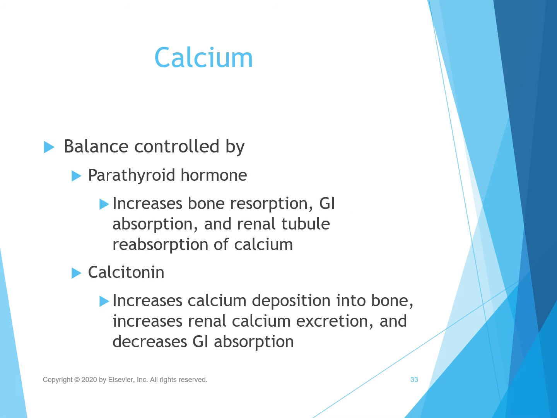Calcium balance is controlled by the parathyroid hormone and calcitonin. The parathyroid hormone increases bone reabsorption, GI absorption, and renal tubular reabsorption of calcium. Calcitonin increases calcium deposition into the bone, increases renal calcium excretion, and decreases GI absorption.